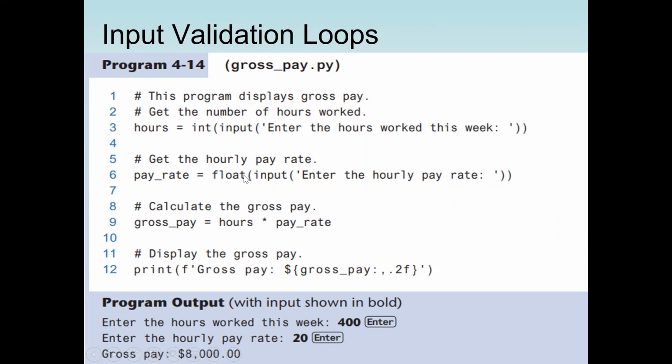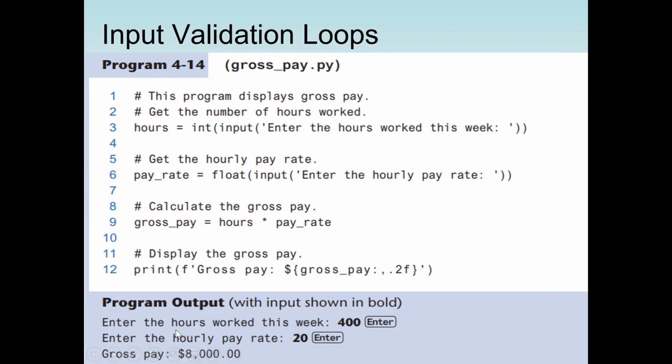Next we calculate the gross pay, which will be hours times the pay rate. Now we need to display the gross pay, so we use the print function to display the result. We know that .2f here means we need 2 decimal places for our answer, the gross pay. Now let's look at what the program output is here.